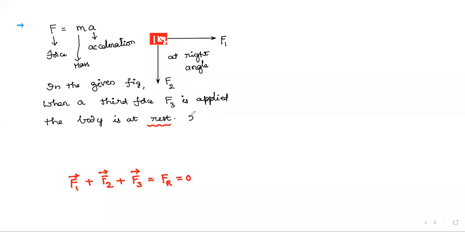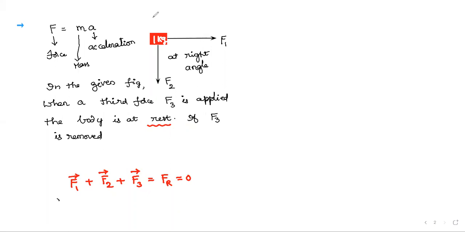Now what he is doing: F3 is removed. If F3 is removed, is the resultant force 0? F1 plus F2 is minus F3, not equal to 0. So the resultant force is not equal to 0.